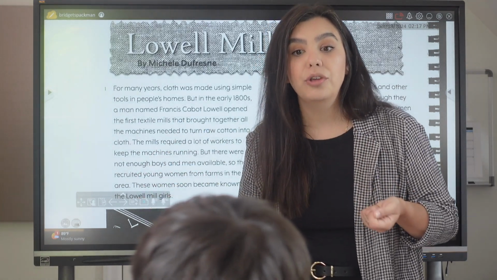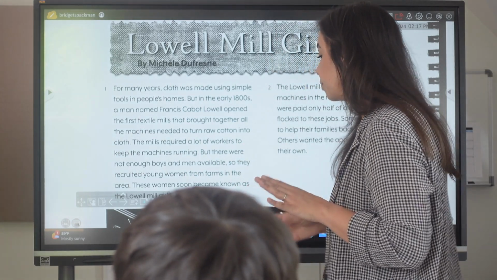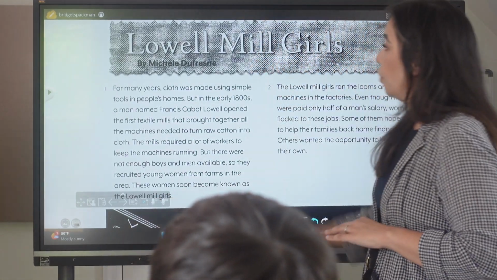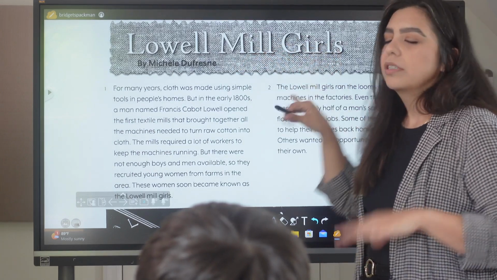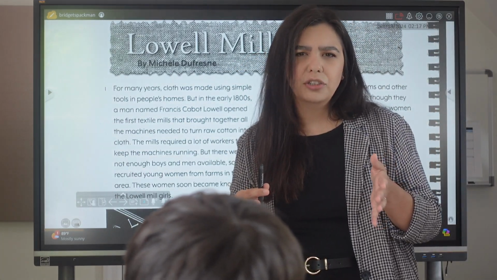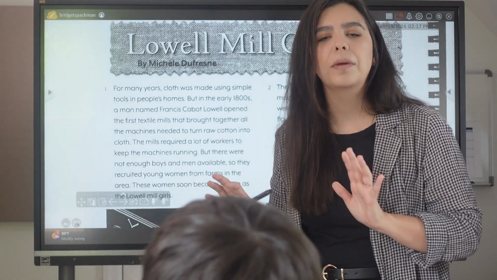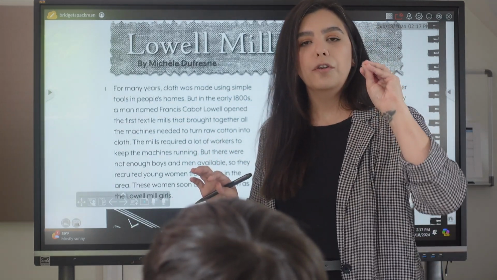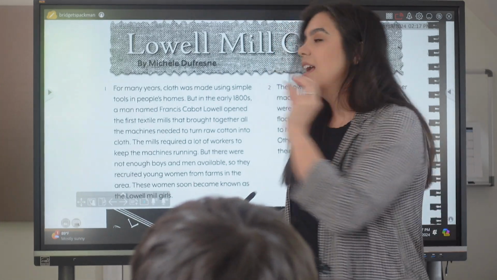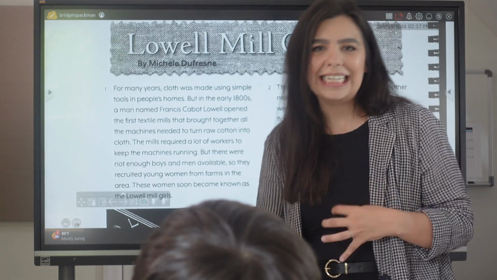So I'm going to show you what this looks like, okay? And we're going to road map this the whole time. So the story itself is called Lowell Mill Girls, and actually it's an informational text. And we're starting with an informational text here because informational tends to be a little bit easier organized. So when you're first doing this with your students, use an informational text because the paragraphs are nice and neat.